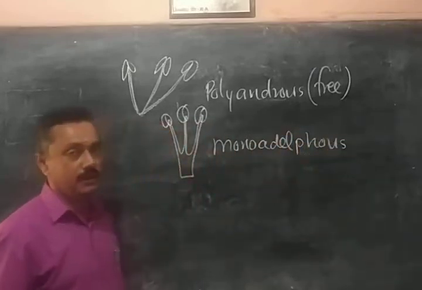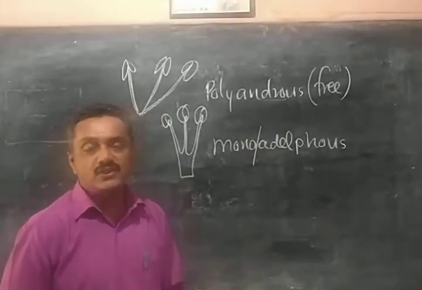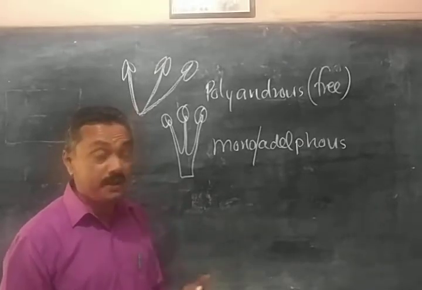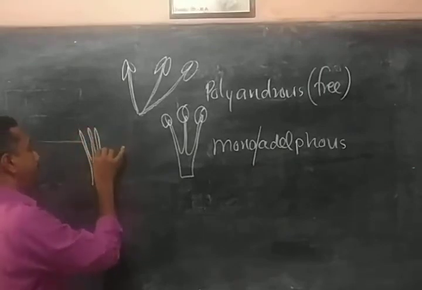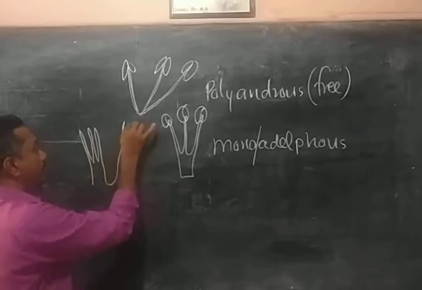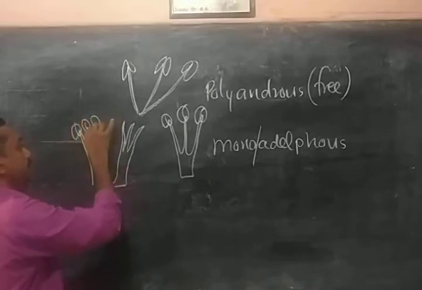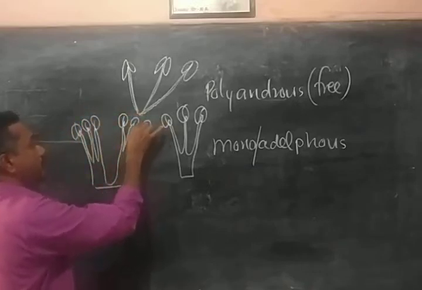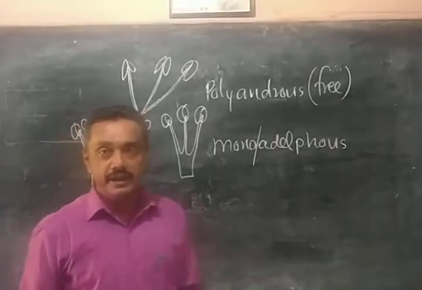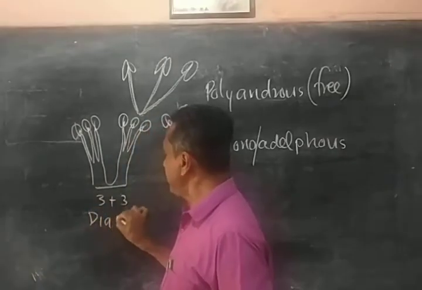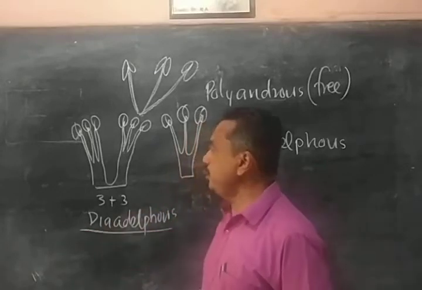Monoadelphous condition. Mono means single. When stamens are joined into one group, it is called monoadelphous condition. And if the stamens are joined into two groups, one group of 3, another group of 3, or 5 plus 5, joined into two groups, it is called a diadelphous condition. Diadelphous condition: stamens are joined into two groups.